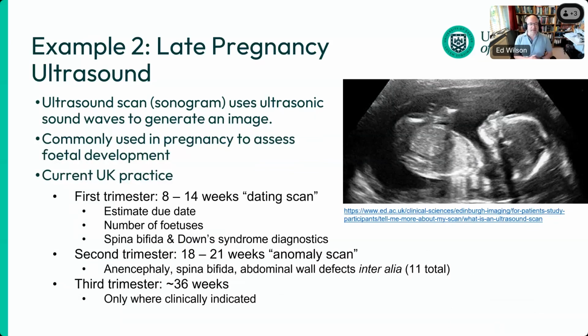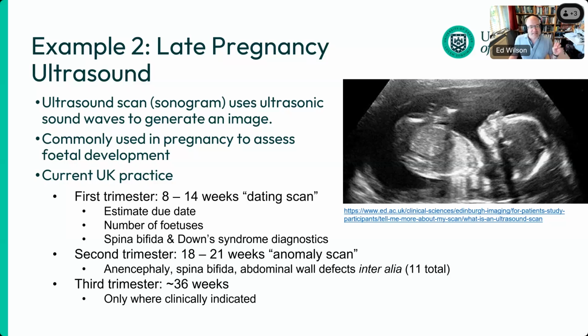Okay, last few minutes, I'll go through my second example. This was a few years ago where we looked at late pregnancy ultrasound. An ultrasound scan uses ultrasonic sound waves to generate an image, and it's very common in pregnancy to assess fetal development. Current UK practice was in the first trimester, the first third of pregnancy, to do what's called a dating scan, which is simply to estimate development, count the number of fetuses there, and you can do a certain amount of diagnostics at that stage as well.